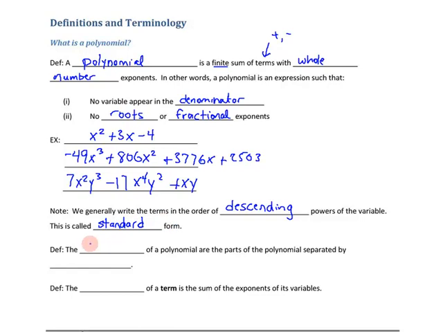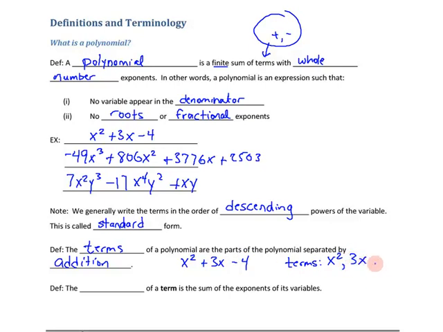The terms of a polynomial, and I've already mentioned this above, are the parts separated by addition. And why I don't say addition and subtraction is because, remember, subtraction is just addition in disguise. But if I were to look at that first one, x squared plus 3x and a minus 4, the terms are x squared, that's the first term, 3x is the next term, and negative 4, where we include the sign with it, is the last term. So there are 3 terms in that.